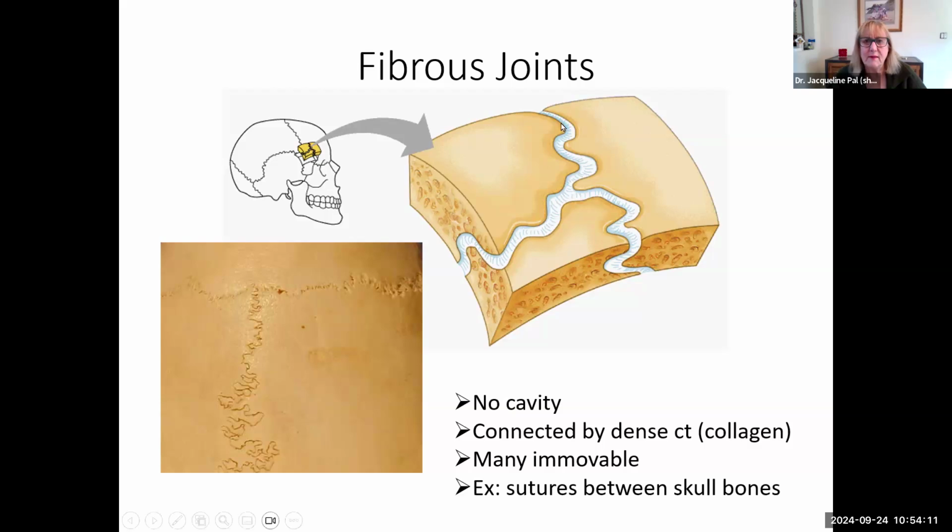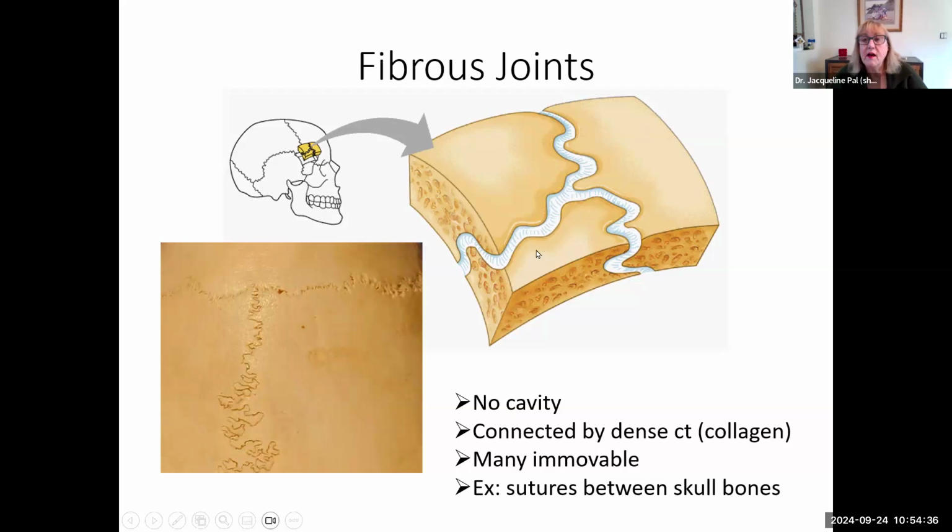A classic example of a fibrous joint is that seen between the flat bones of the skull. And so you think of that as your example in this course. Of course, if you're going to be taking anatomy later on, you will be learning about other fibrous joints because there are actually three different types of fibrous joints.